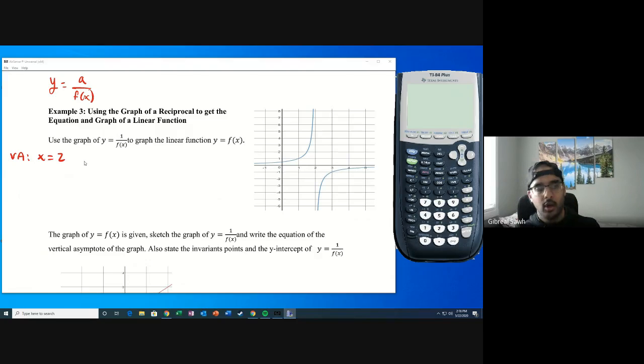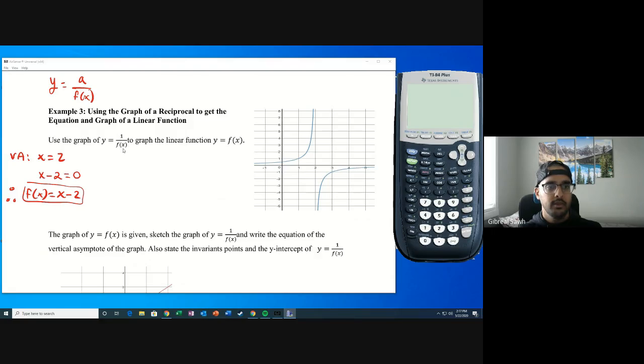It's very similar to quadratics when we use the zeros to find the factors and factors to find the zeros. This is very much so the same thing. This means that x minus 2 has to be equal to 0. So therefore, f of x, my original, has to be x minus 2. That's what's on the bottom, right there.